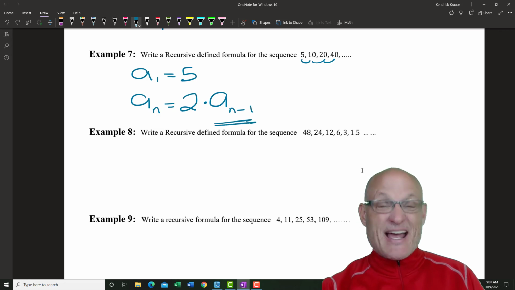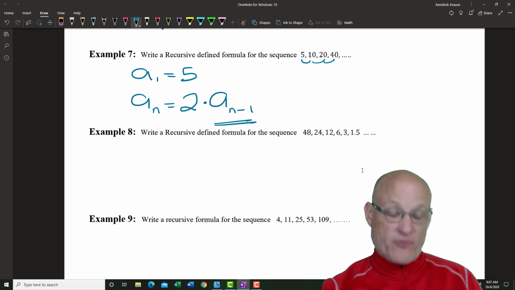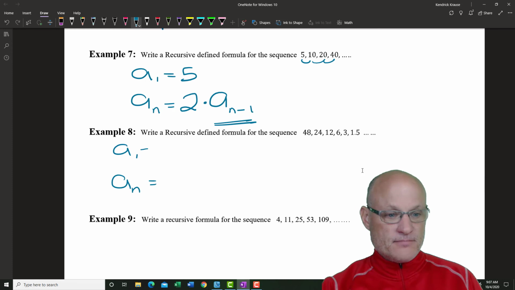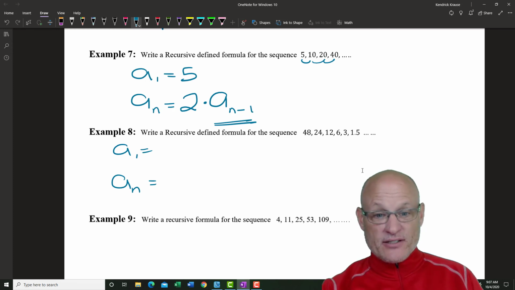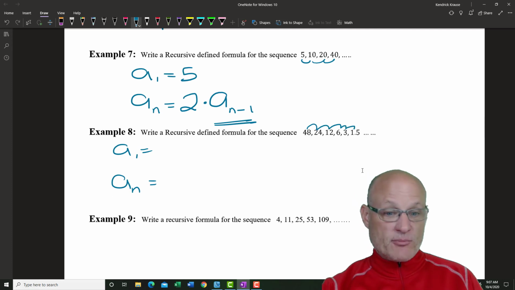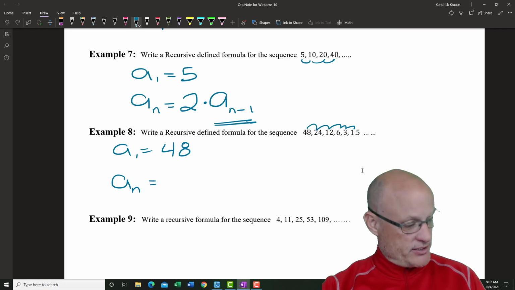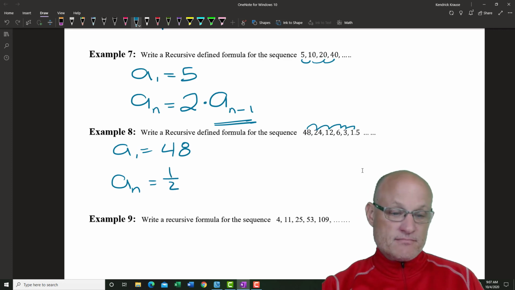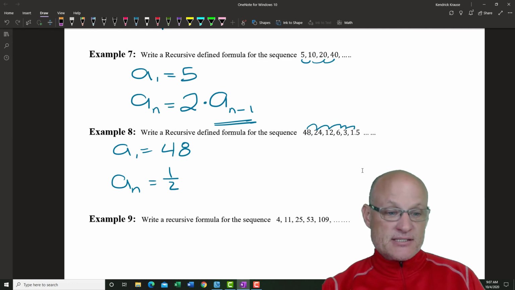This thing right here has to be in the recursive formula. Has to be. All right, so A sub 1, A sub n. Now the trick is, can you figure it out? Let's see. Going down in half, down by half, down by half. So my first term is 48. Half, we're done with the problem. And then we're going to take half the previous term. So we're going to multiply half times the previous term, which is A sub n minus 1.